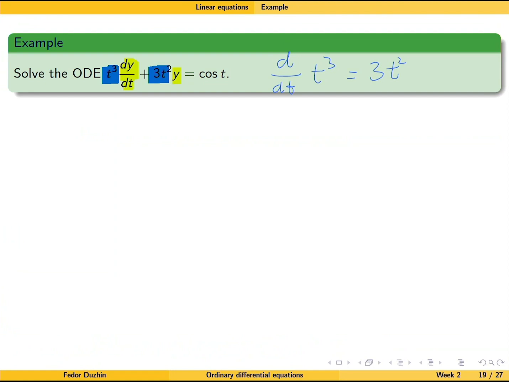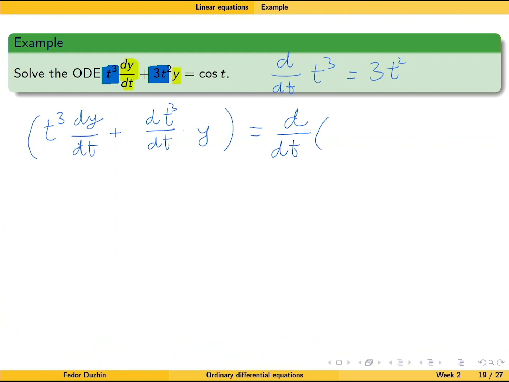So that's the left-hand side of our differential equation. It looks like this. We have t cubed dy/dt plus d(t cubed)/dt times y. But this is, according to the product rule, nothing else but the derivative of the product t cubed y. And this equals cosine t.